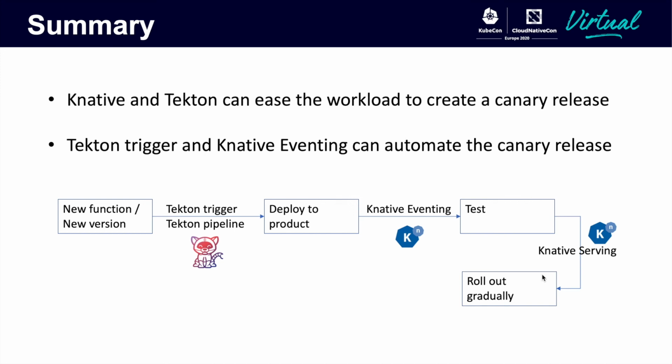The last part of the Canary release is to roll out to the new revision gradually. Maybe we don't want to have that part automatic because we want to do the rollout carefully and manually. We can use a Knative route to define traffic. It's very easy.